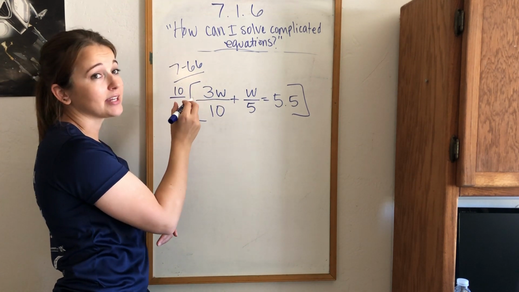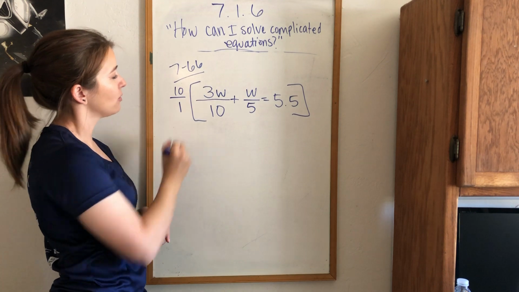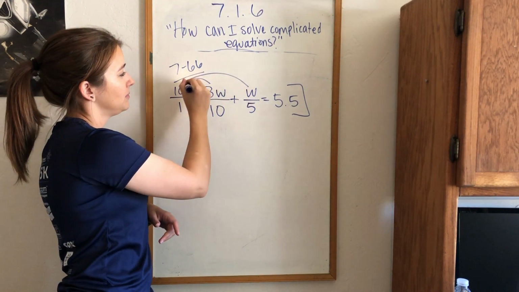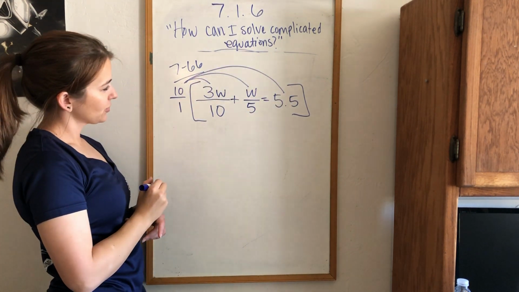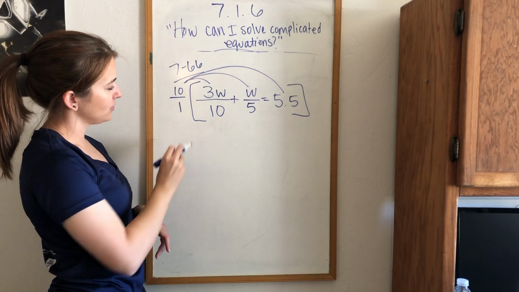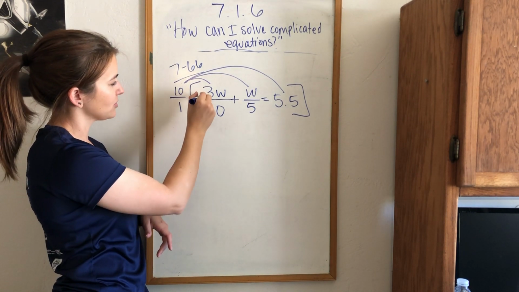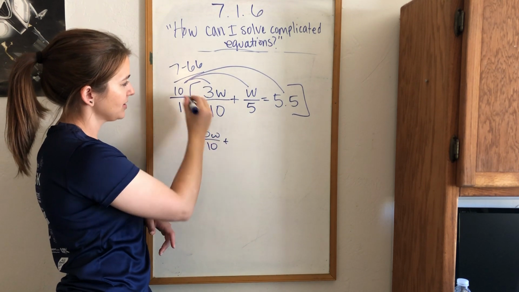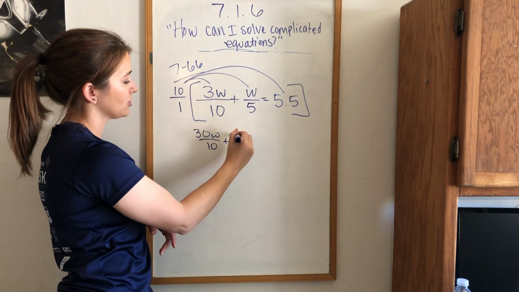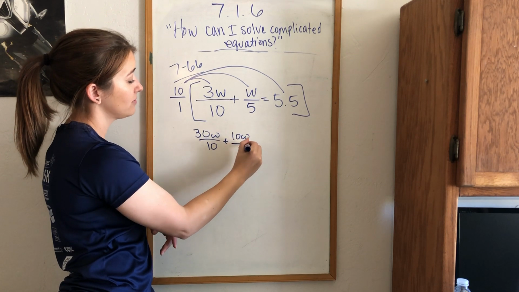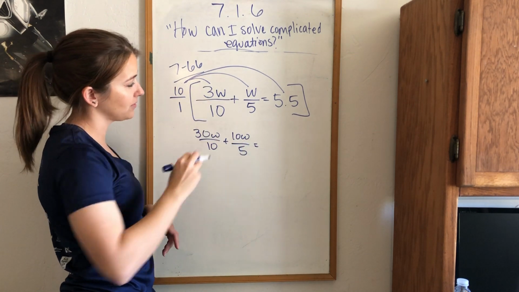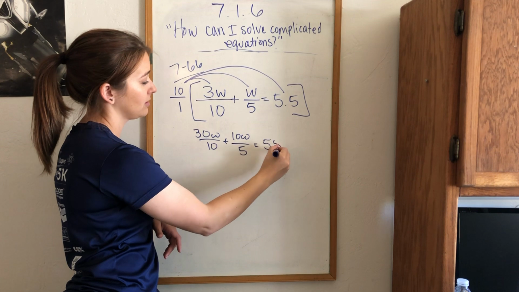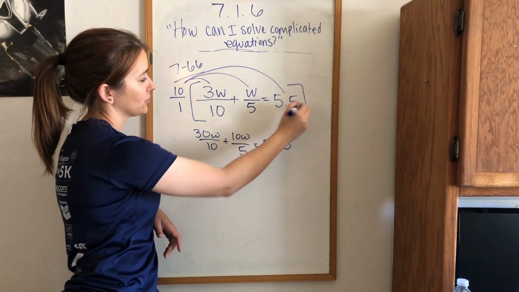5 times 2 is 10, 10 times 1 is 10. So we don't have to do all that work. So let's multiply everything by 10, we'll see what happens. So 10 times 3 is 30W over 10, plus 10 times W is just 10W over 5, equals 10 times 5.5 is 550. Just moving that decimal over to the right once.